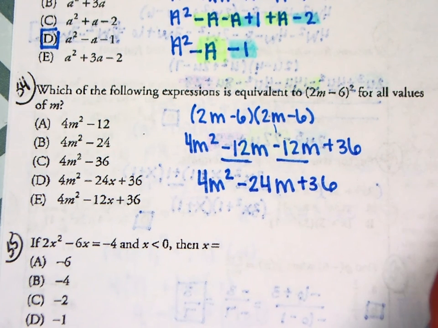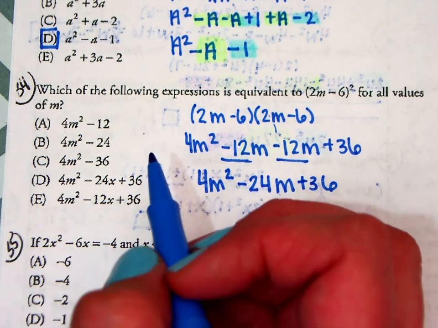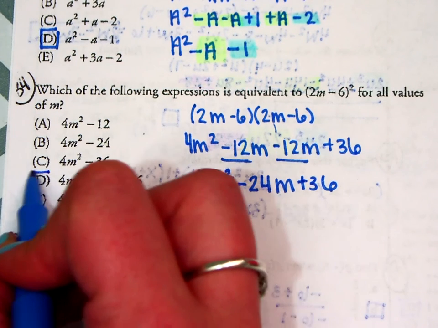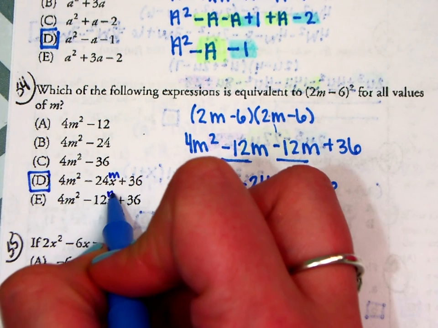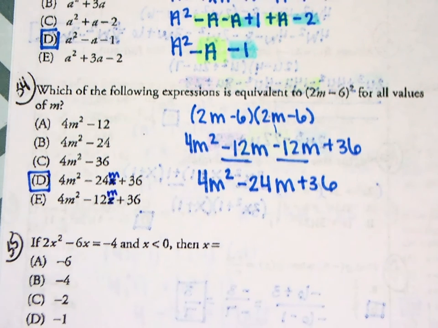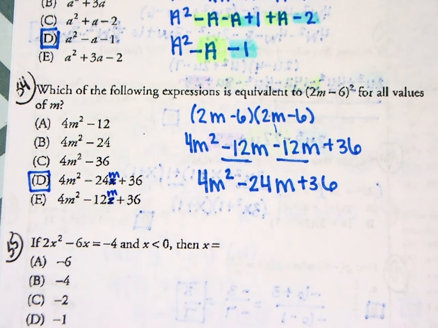should be, what a typo. The correct answer is option D. So this x value, these should be m's. What a funny typo. I have never noticed that typo. No one has actually caught that typo. So that is how you should do that problem.